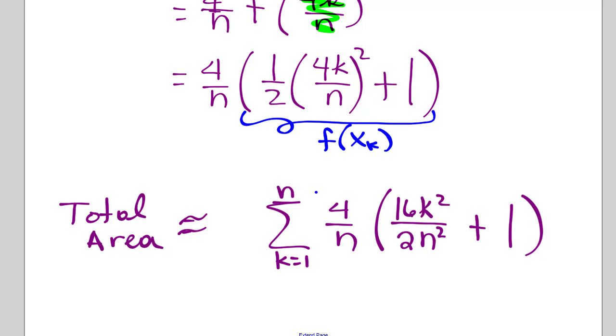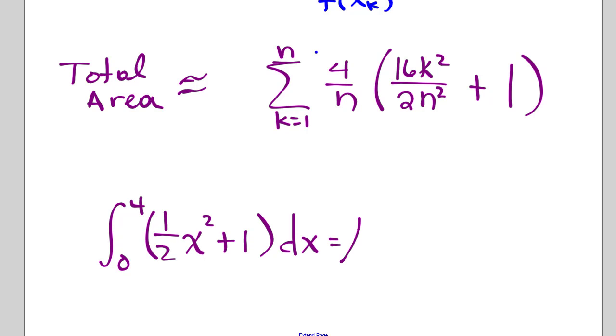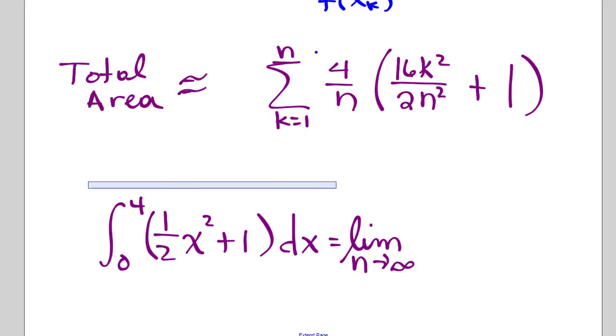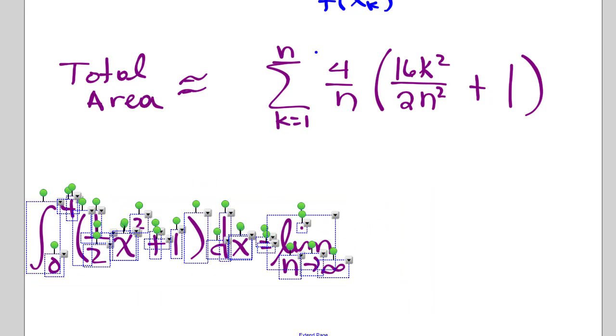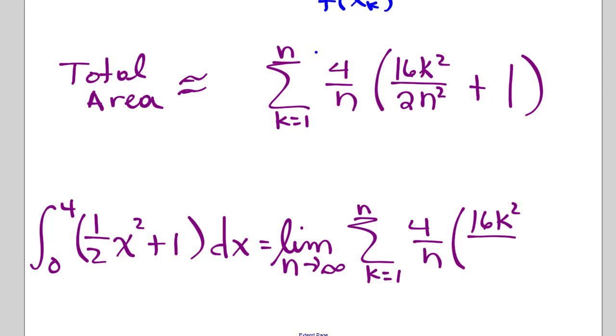What makes this exact, what makes this equal to the integral from 0 to 4 of 1/2 x squared plus 1 dx is when we apply the limit as n approaches infinity of the summation of k equals 1 to n of 4 over n times 16k squared over 2n squared plus 1.